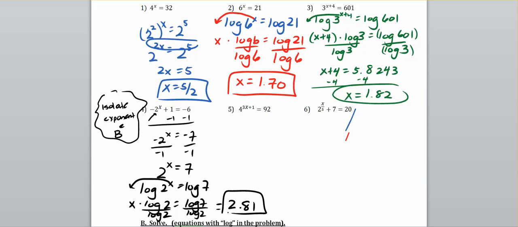All right, number 5. Are the base and the exponent already isolated? Meaning, is there anything in front of the 4 to the power? Is there anything added, subtracted, multiplied, or anything else? The answer should be no, there's not.